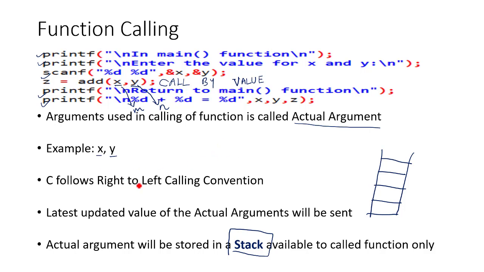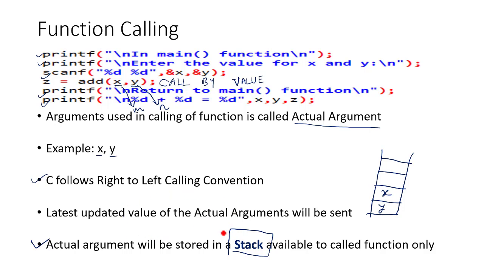So let us see this statement with this statement. What are we doing? We are calling a function following the right to left calling convention. So from this point we know that the value of y will be pushed to the stack first. So the y will go first into the stack, then the value of x will go into the stack.